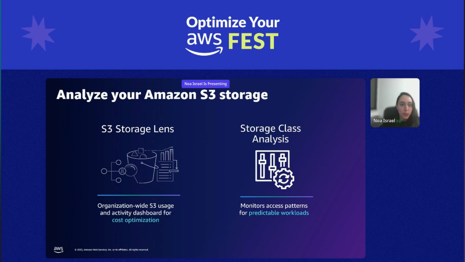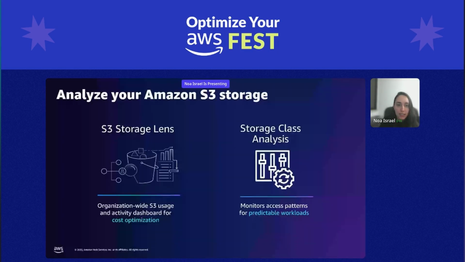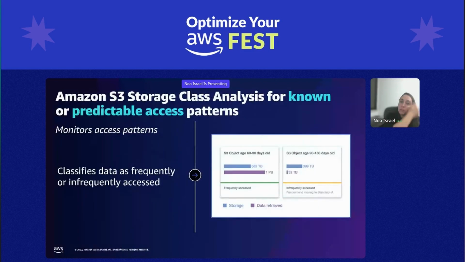So we talked about S3 Storage Lens. Let's talk about S3 Storage Class Analysis. S3 Storage Class Analysis helps us monitor access pattern for predictable workload. For our predictable workload, S3 Storage Class Analysis lets you monitor the access pattern across objects to help you decide when to transition data to the right storage class. So for example here, you can see that it can classify data as frequently or infrequently accessed. And that way, you can also make a data-driven decision and use lifecycle like we saw before.